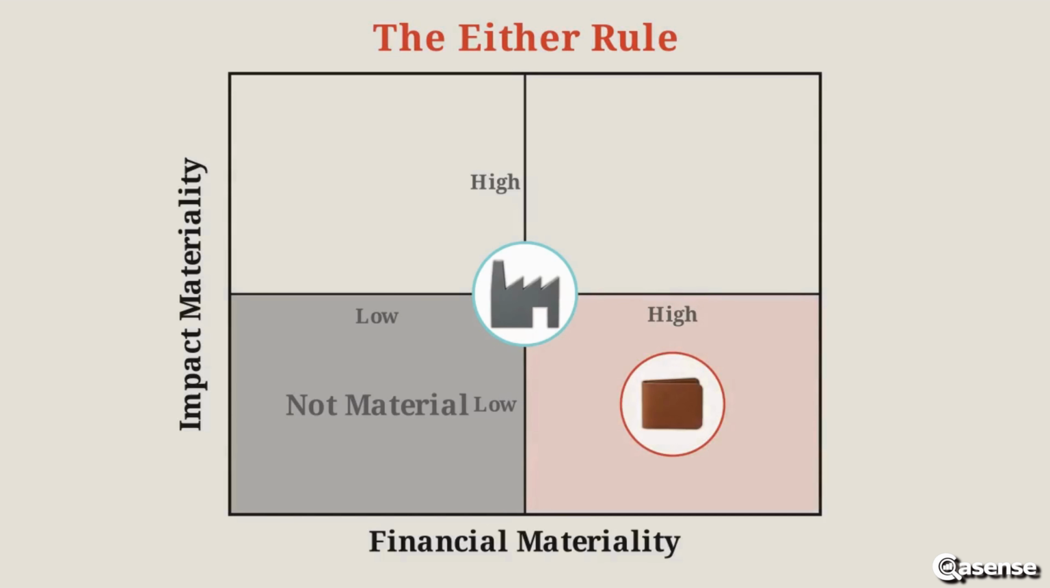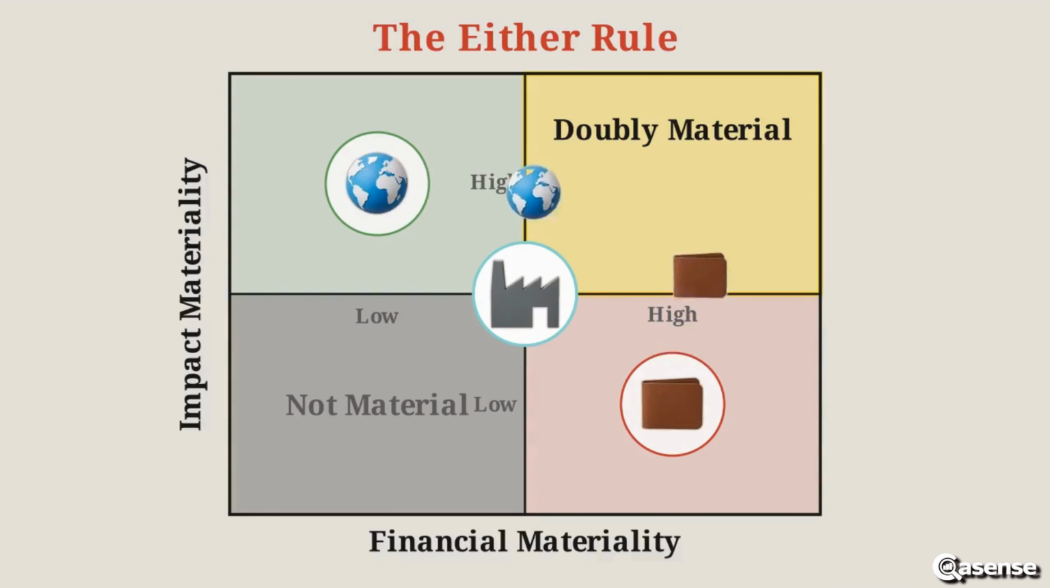To decide what makes the cut, the framework uses the either rule. A topic requires your attention if it's significant from either direction. If it hits your wallet, you report it. If it hits the planet, you report it. At the very top right are the issues that score highly on both axes. These are considered doubly material and become your urgent operational priorities.